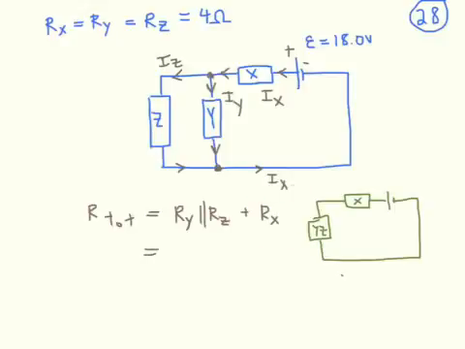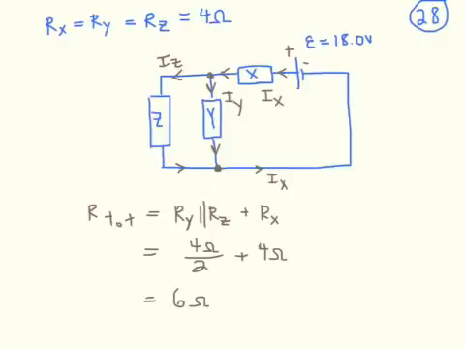Y and Z both have a resistance of 4 ohms. Whenever the two branches of a parallel circuit have the same resistance, their total is half. So 4 ohms, the resistance in any one branch, over 2. That's the total resistance. The resistance of X is 4. And together, adding this all up, we get 6 ohms. So there's our total resistance.